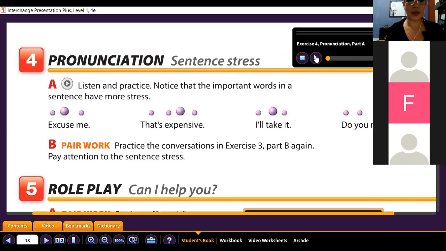Okay, play it again so you can repeat. Page 18, exercise 4, pronunciation, sentence stress. Part A, listen and practice. Okay, you repeat after you hear, please. Notice that the important words in a sentence have more stress.